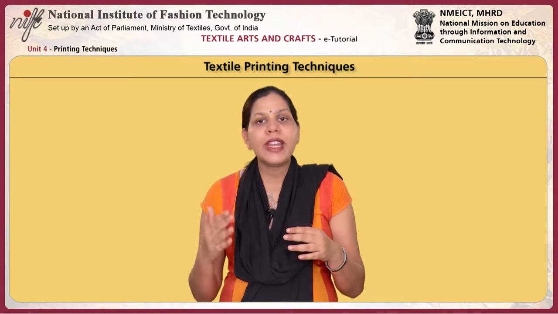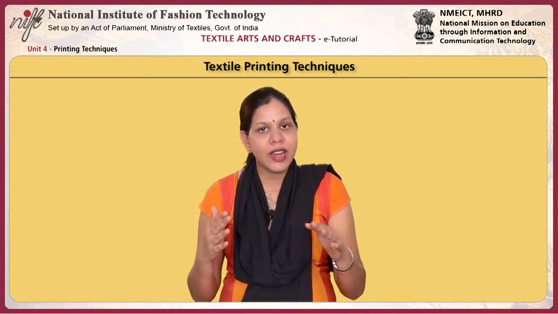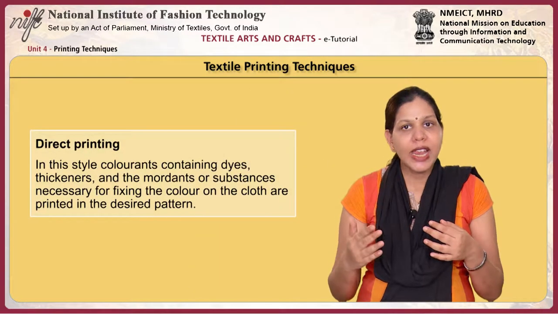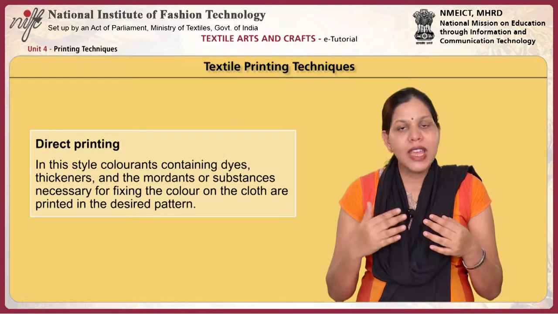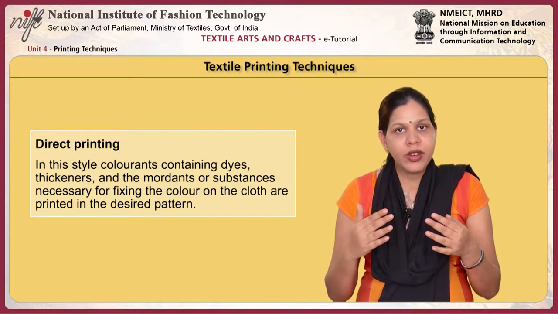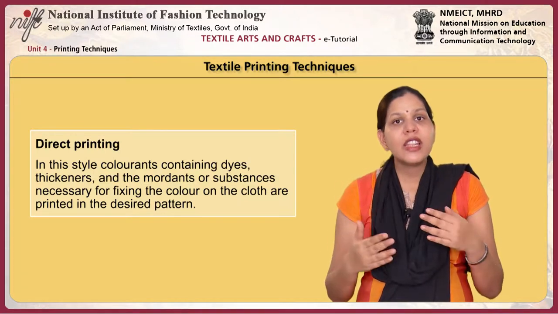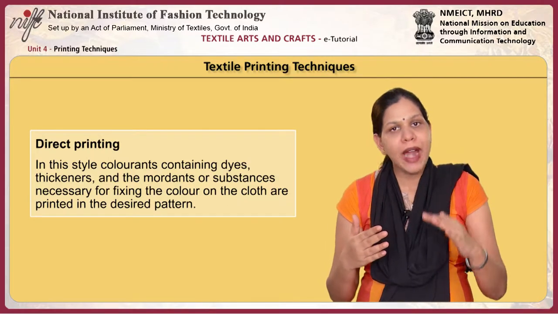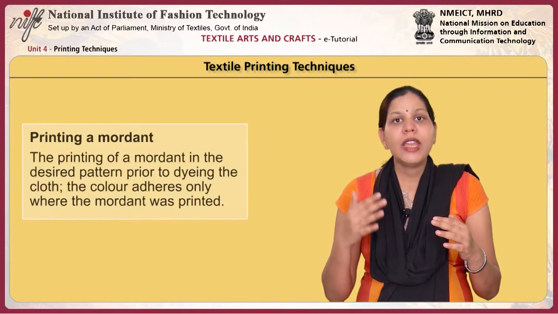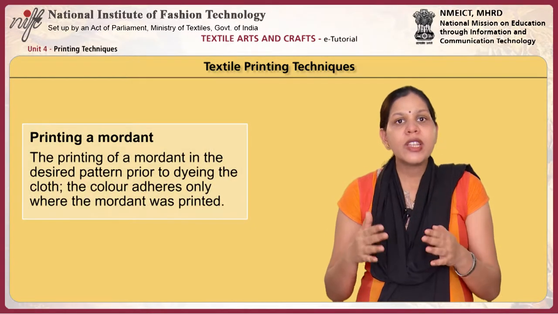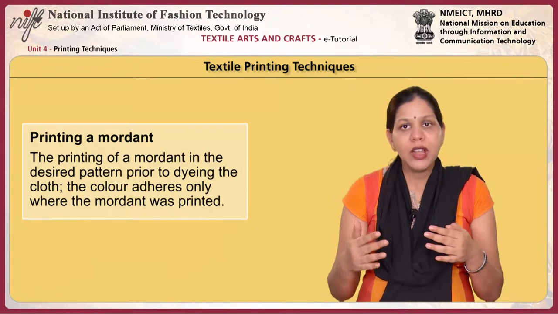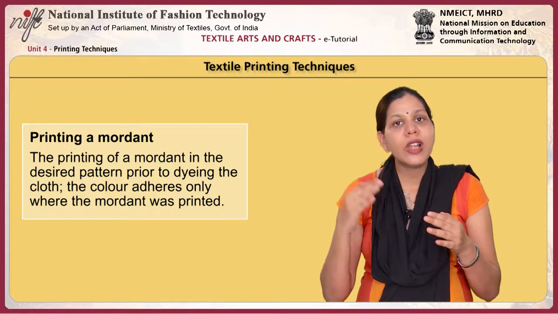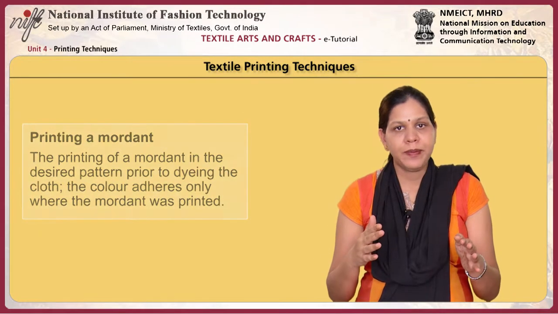Traditional textile printing techniques may be broadly categorized into four styles. In the direct printing style, colorants containing dyes, thickeners, and mordants or substances necessary for fixing the color on the cloth are printed in the desired pattern. In the mordant style, a mordant is printed in the desired pattern prior to dyeing the cloth. The color adheres only where the mordant was printed.